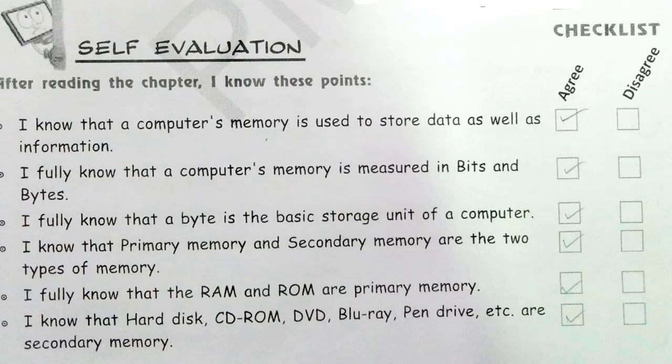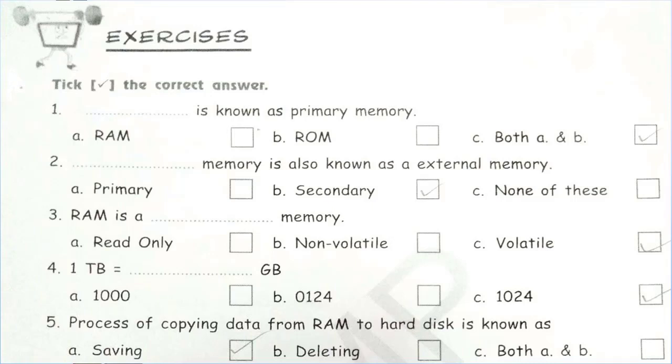Now for some self-evaluation. After reading this chapter, you will be able to know that the computer's memory is used to store data as well as information. You will also be able to know that computer's memory is measured in bits and bytes. Byte is the basic storage unit of a computer. Primary memory and secondary memory are the two types of memory. RAM and ROM are primary memory of the computer. Hard disk, CD-ROM, DVD, Blu-ray, pen drive, etc. are secondary memory. Now children, we will do some exercises based on this chapter.